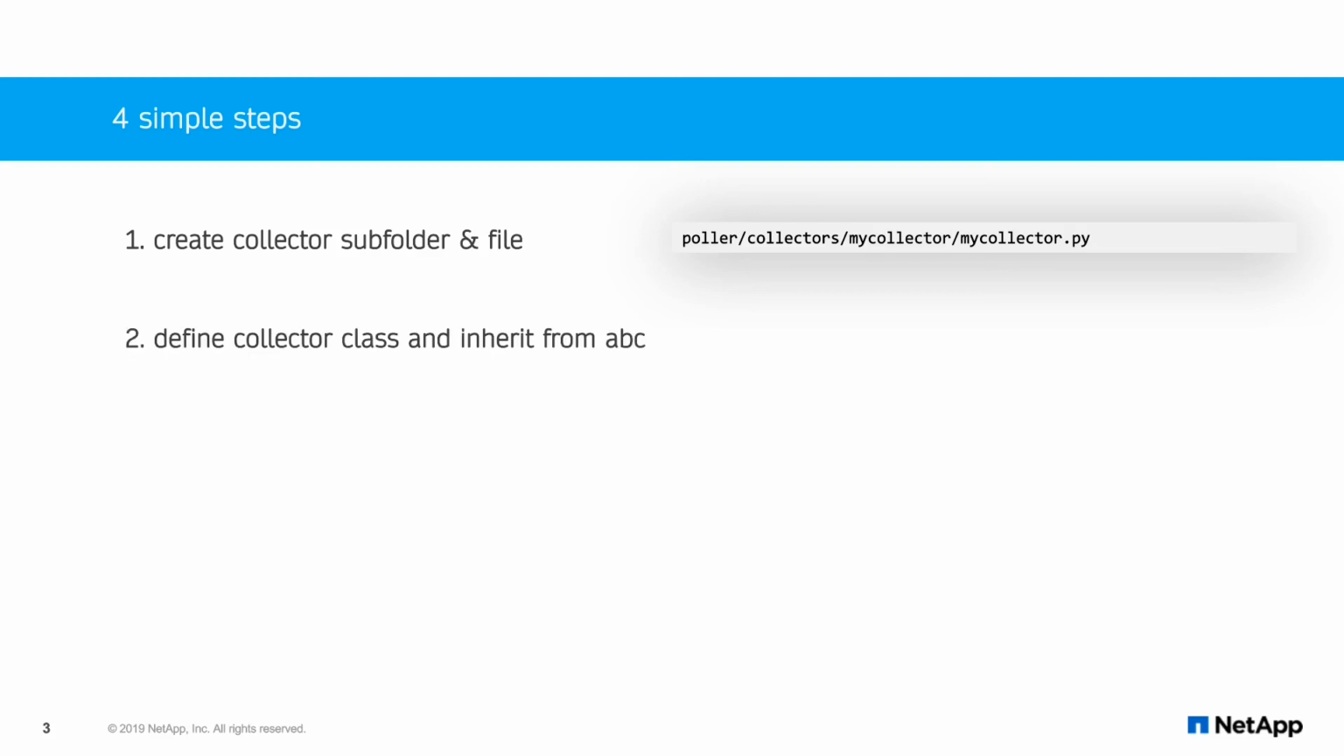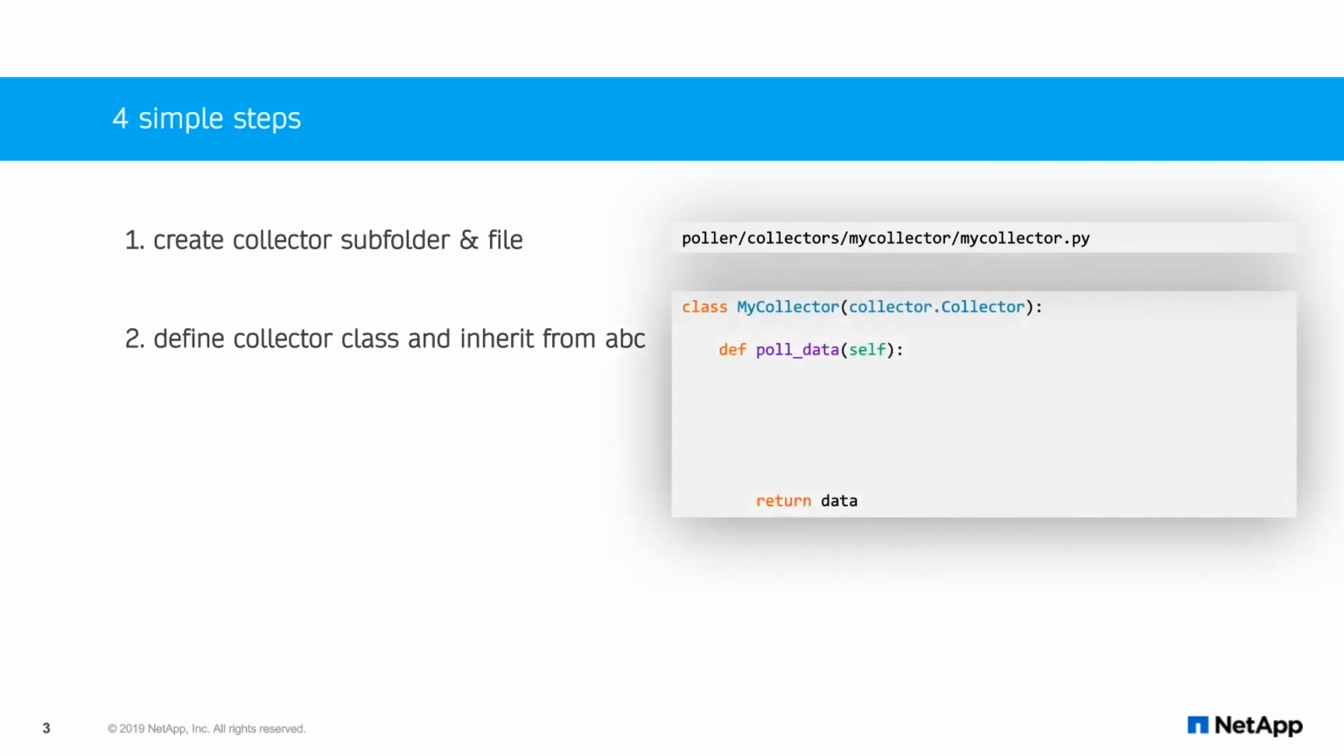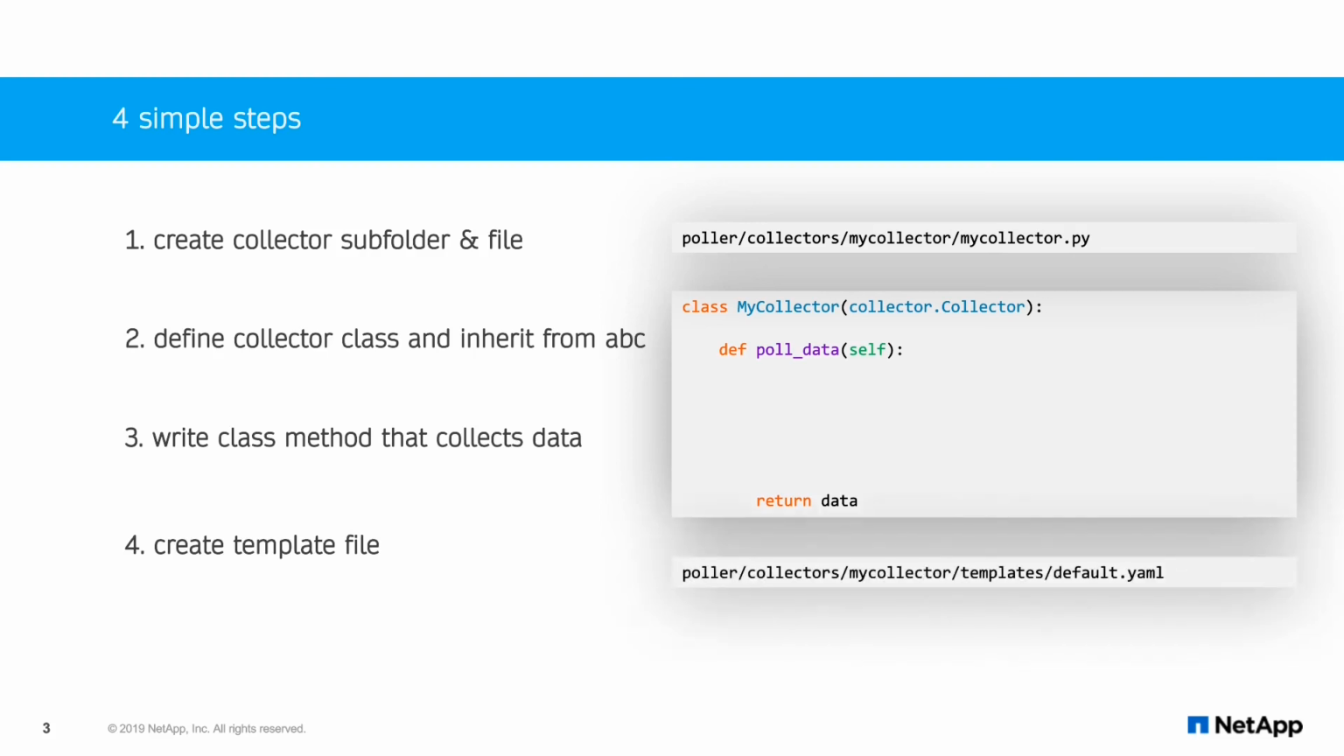We edit the file, we define a class and inherit the abstract collector class of Harvest. Then we write a method named pollData that takes no arguments and returns a data structure that I will describe shortly. Final step is to create a template file with the basic configuration of our collector. And that's all. After these 4 steps, we can actually run our collector.